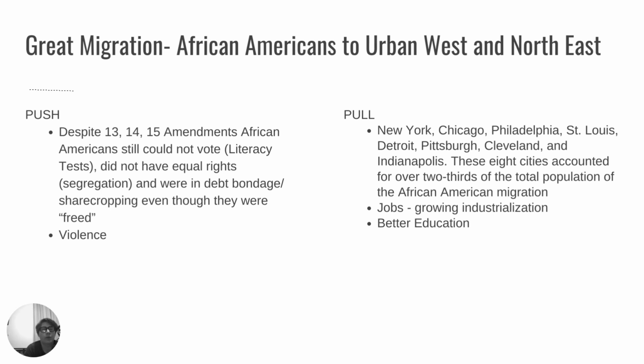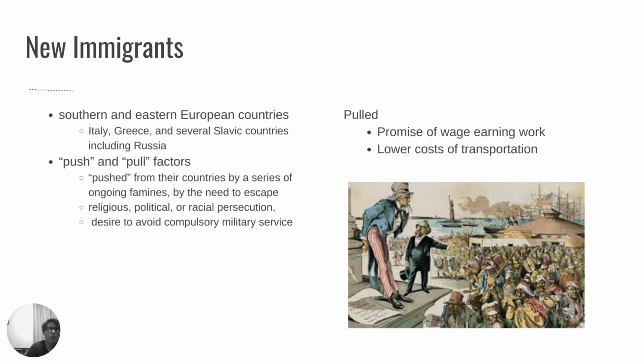The pull into places like New York, Chicago, Philadelphia is a perceived lack of legal segregation. We will look later at whether or not, how segregation continues, but there is a growing industrialization and jobs and better educational opportunities for their family. So folks are starting to flee the South into the North and East.